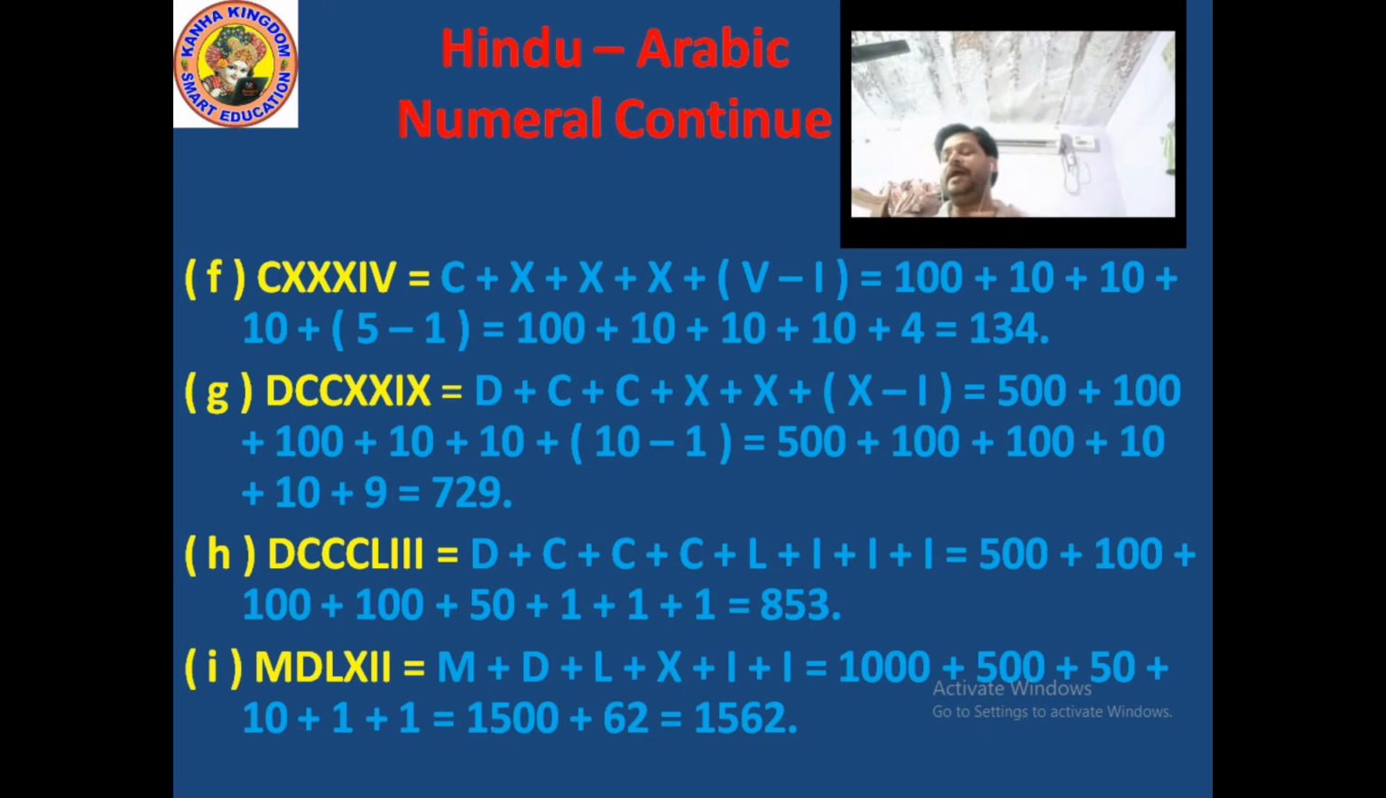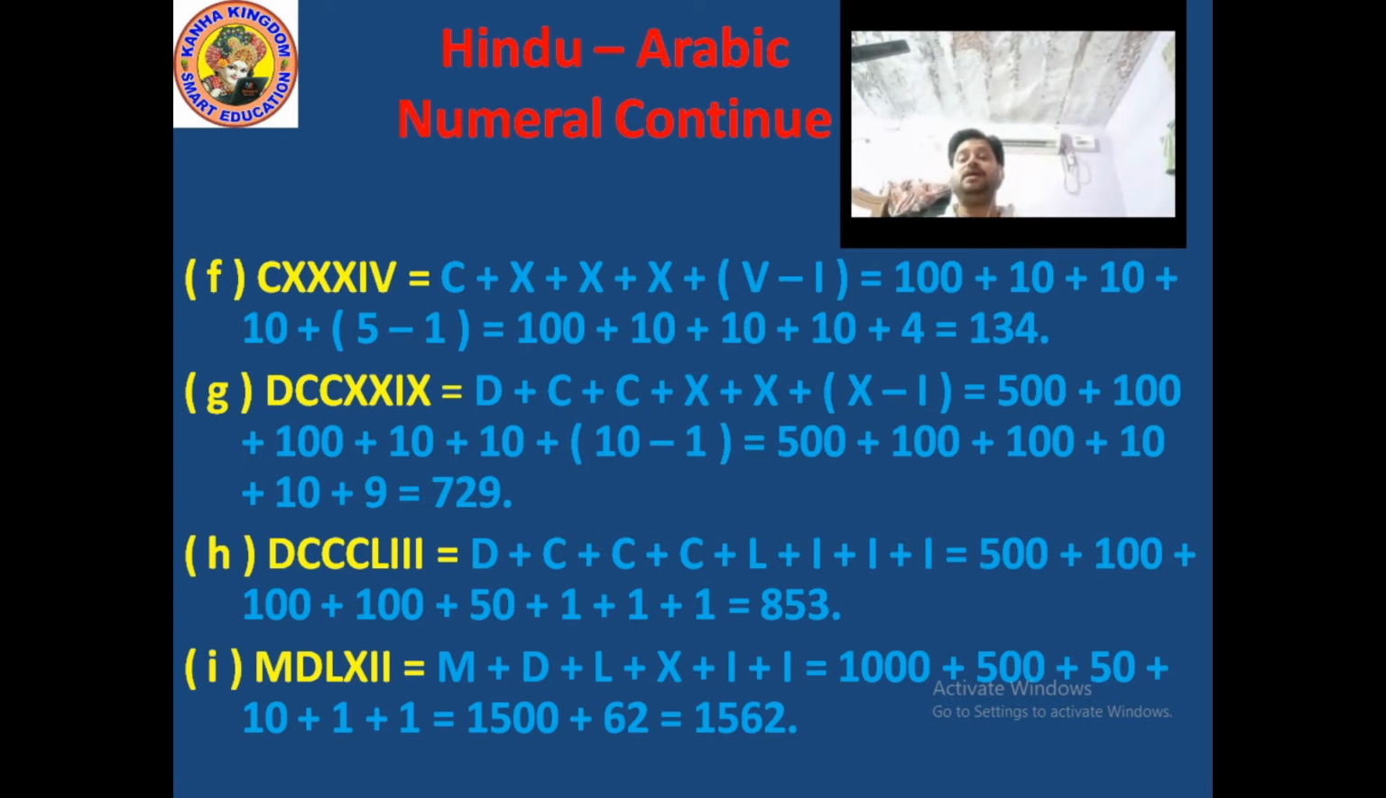So when we add all the digits, what is the exact answer? 500 plus 100 equals 600, 600 plus 100 equals 700, 700 plus 100 equals 800, 800 plus 50 equals 850, 850 plus 1 equals 851, 851 plus 1 equals 852, and 852 plus 1 equals 853. This is the way you add. Don't do it as a shortcut or in a hurry, otherwise you will be wrong or confused.